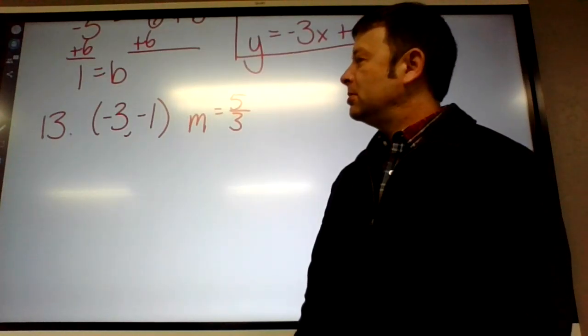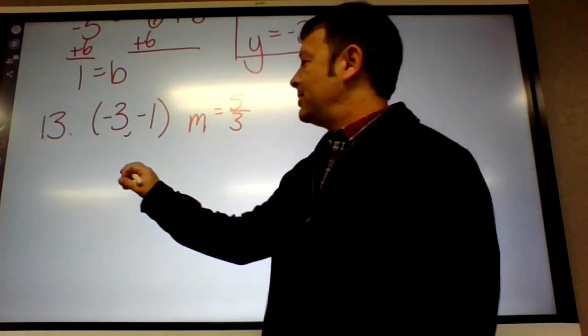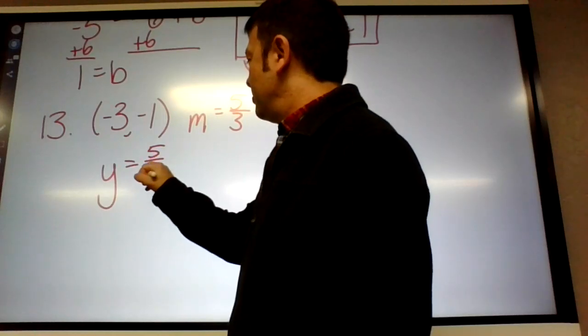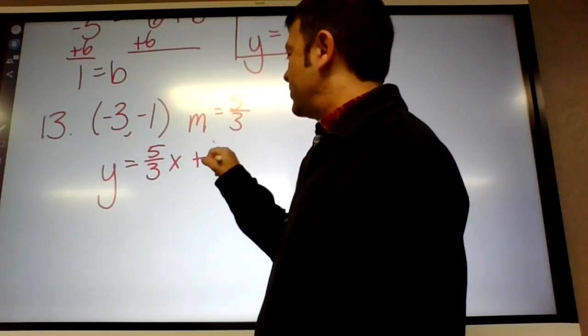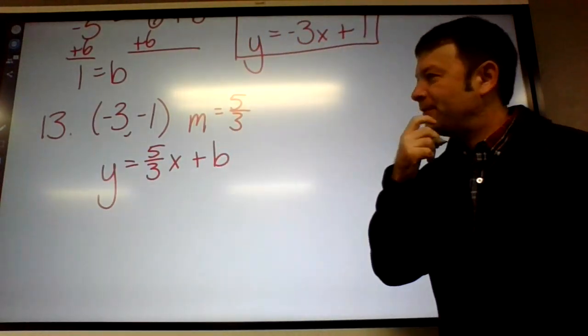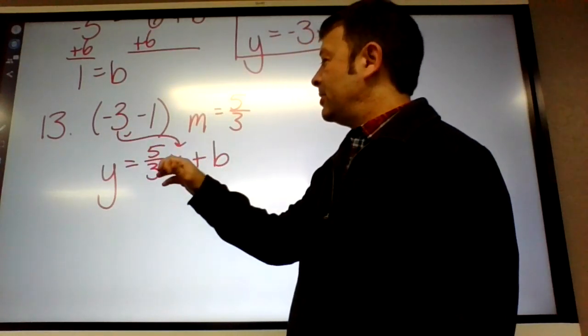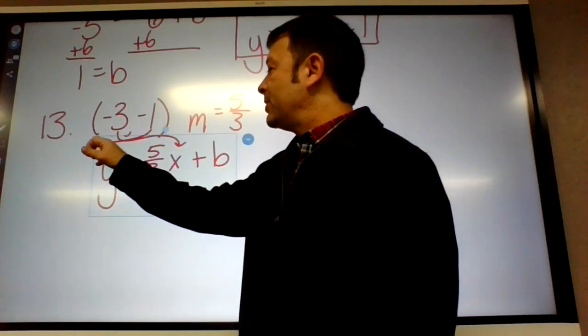Alright, you guys remember how I started last time? I put the slope in for the m, put the 5/3 in, and then I put the number in front in for x and the -1 in for y.